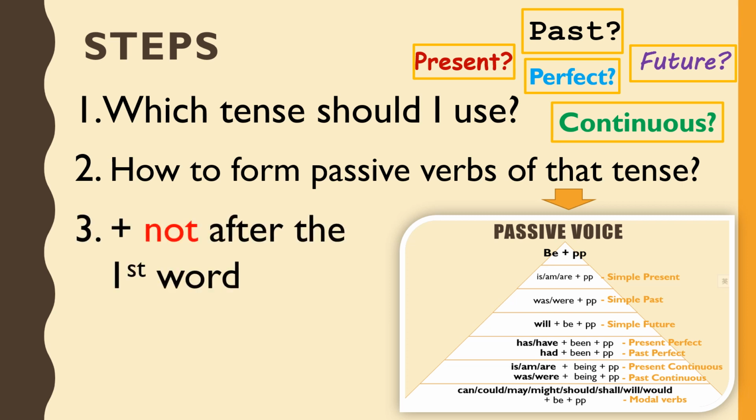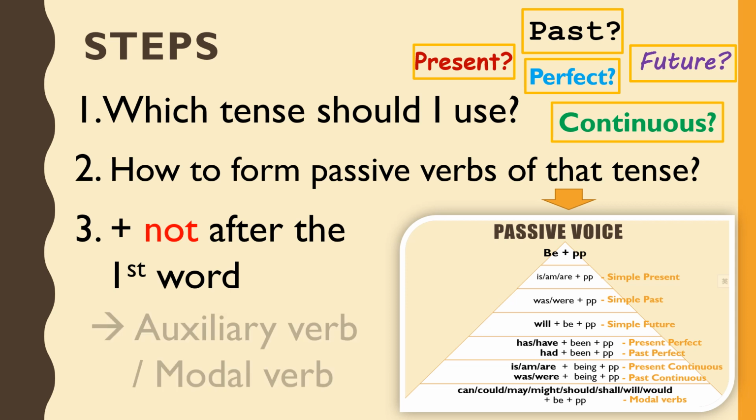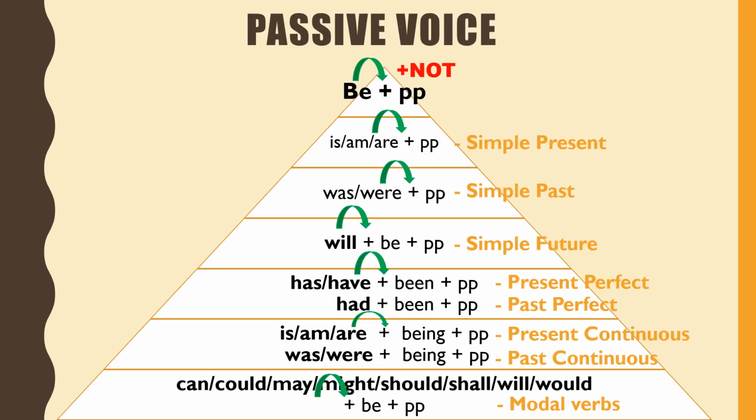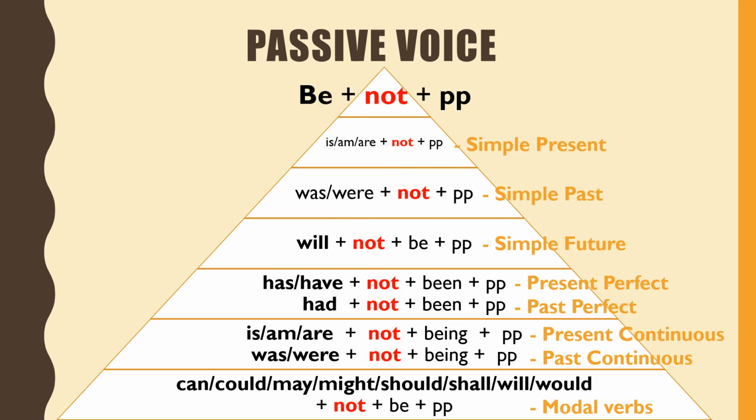After that, the third step is to add not after the first word. So what does it mean by first word? It is called auxiliary verb or modal verb. You can see it in this table. Be plus PP is the original form of passive verbs, and then we add not after be. It's kind of straightforward, isn't it? Let's look at more examples.